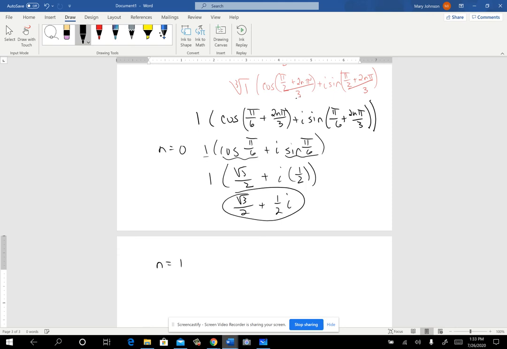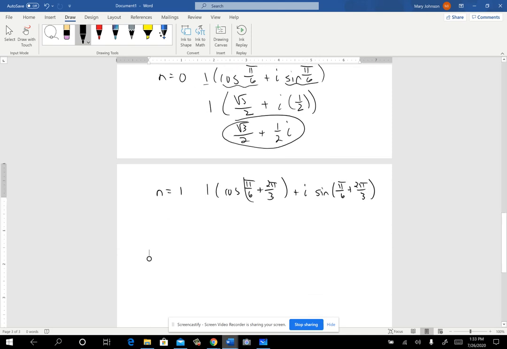All right, now let n equal 1 and you'll get the next one. So that means you're going to do pi over 6 plus 2 pi over 3. Okay, so you might want to just do that as a little side problem so you don't even have to write all of that. So you might just over here do pi over 6 plus 2 pi over 3. That's pi over 6 plus 4 pi over 6. I have to multiply by 2. Okay, and that would give me 5 pi over 6.